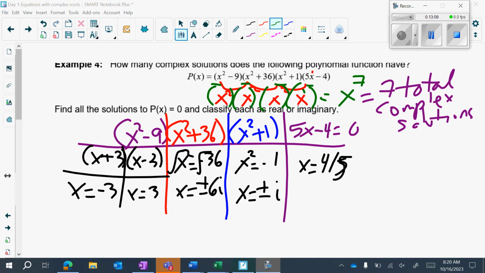Okay, so here are my answers. I have negative 3 and positive 3. Those are real.